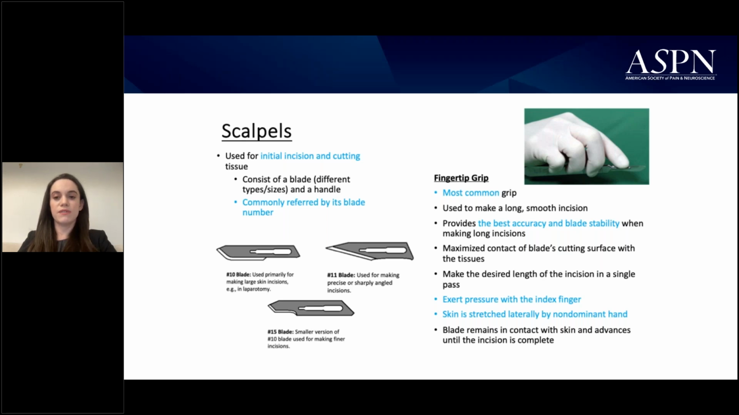To the right, you can see how to hold a scalpel. So there are 3 types of grips. There's the pencil grip, the palmed grip, and the one we see here, which is the fingertip grip. And in the fingertip grip, this is the most common because it's the most accurate and stable grip. It allows all 5 fingers to be on the scalpel while the palm has no contact with the scalpel, and it allows you to maximize your blade's cutting surface. And when using this grip, you'll exert pressure with your index finger and make a single pass incision while you use your non-dominant hand to hold lateral traction on the skin. Next slide, please.